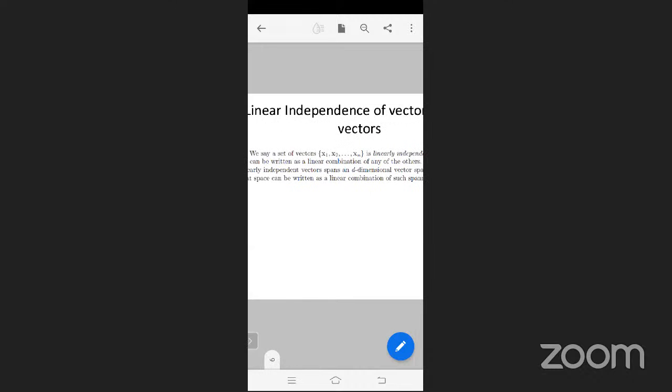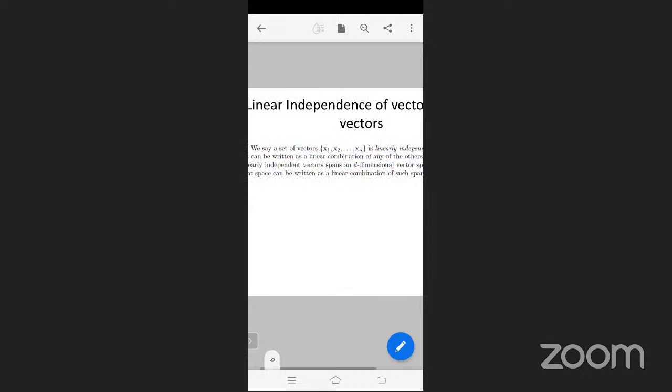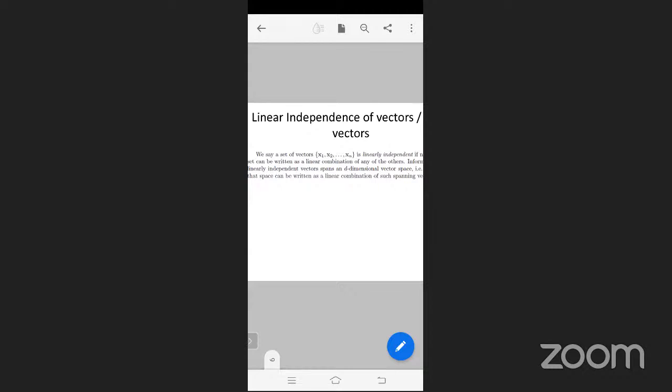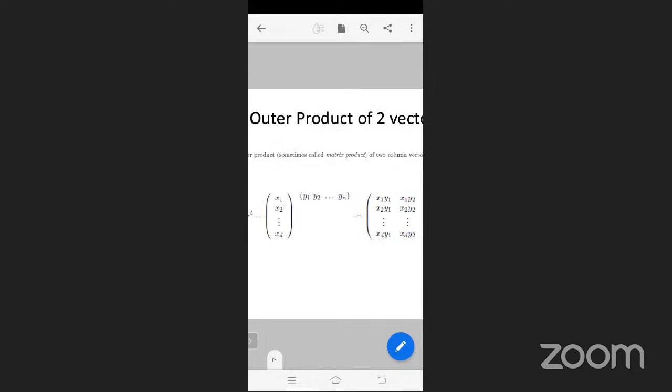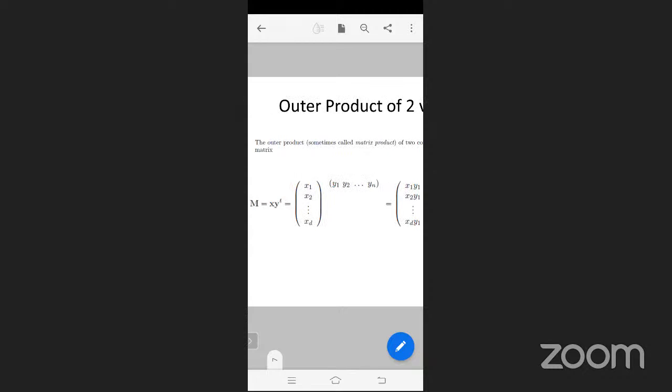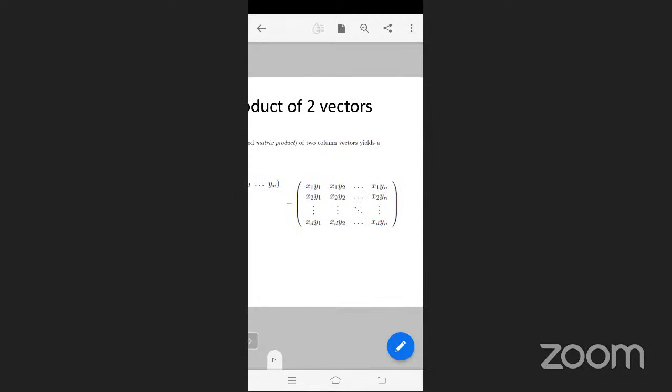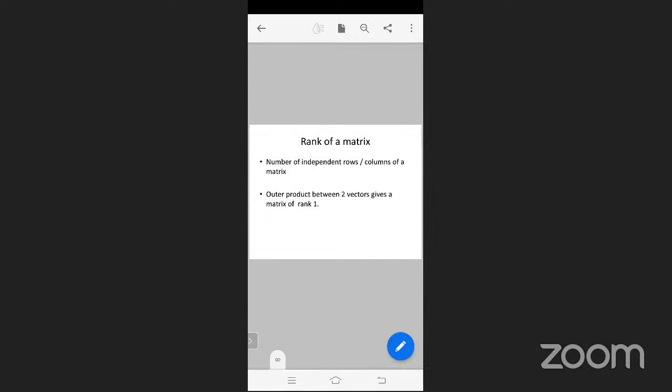What I'm saying is, if you have a set of vectors, they are linearly independent if no vector can be written as a linear combination of the others. And the outer product of two vectors gives a matrix, I told you. xy transpose, x is d dimension, y transpose is also d dimension. So a d cross 1 vector multiplies with a 1 cross d to give you d by d. The next is rank of a matrix, which is the number of independent rows and columns of a matrix. And I also told you that the outer product between two vectors will give you a matrix of rank 2, oh sorry, rank 1.